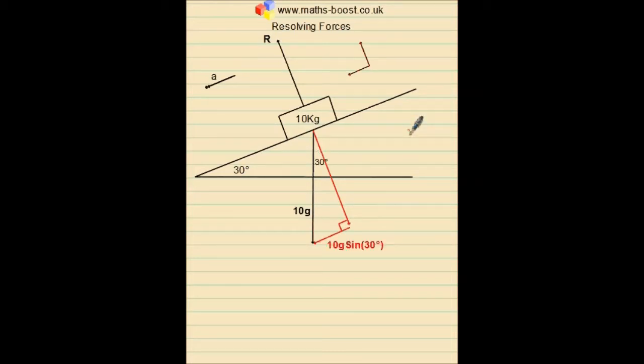So using basic trigonometry, since this is the opposite side, we have 10g sine 30, and since this is the adjacent side, we have 10g cos 30. Having resolved the force, we can remove the original representation of it, and I'll just tidy up the diagram.